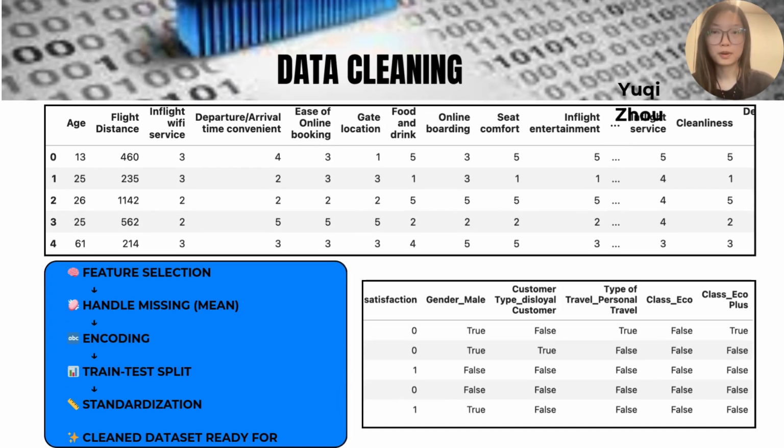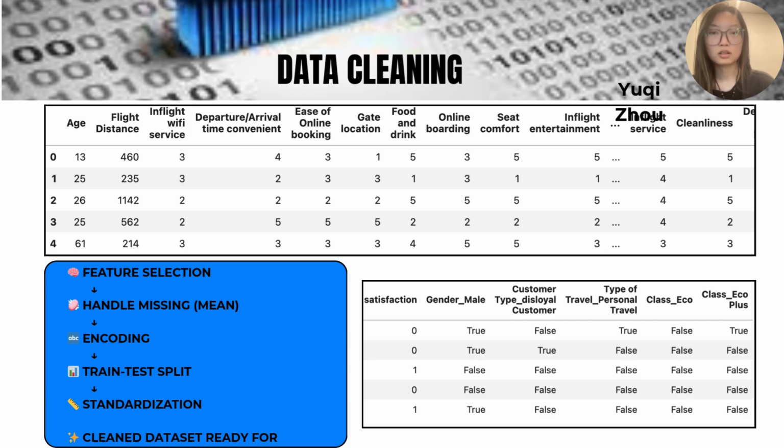Therefore, in order to prepare the data for modeling, I perform the following key cleaning steps. First, delete the 2 columns, Unnamed: 0 and ID, from the original data DF so that the remaining variables are valid features that can participate in modeling. Then we handle the missing values. There were 393 missing values for arrival delay in minutes, which we filled with the mean of the column to preserve the data size. Next, we encoded the categorical variables.